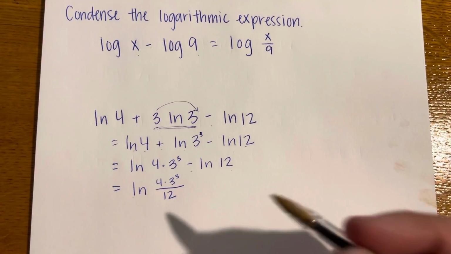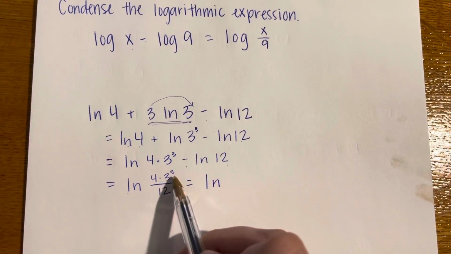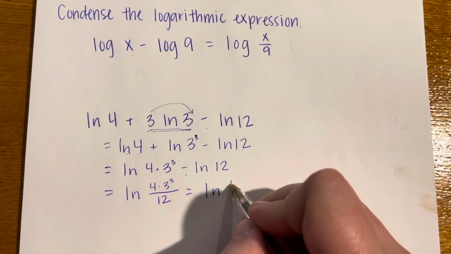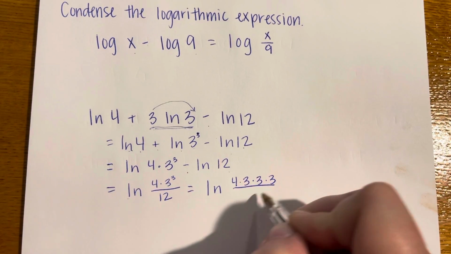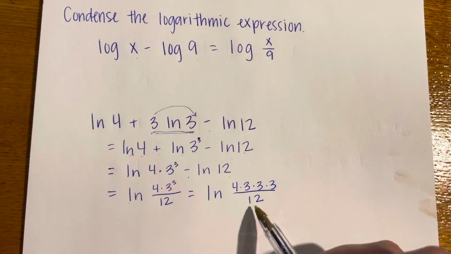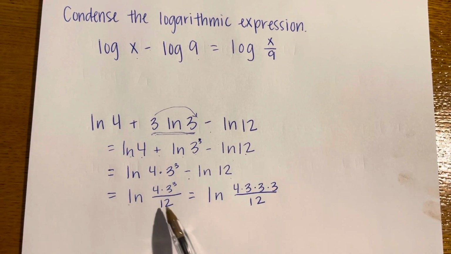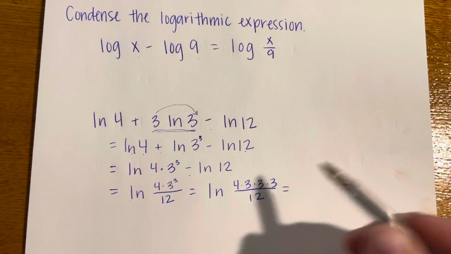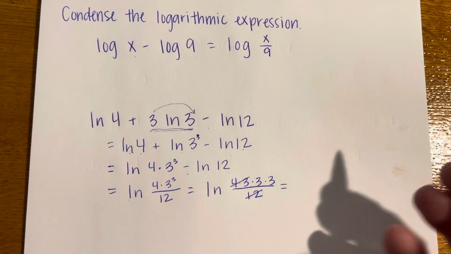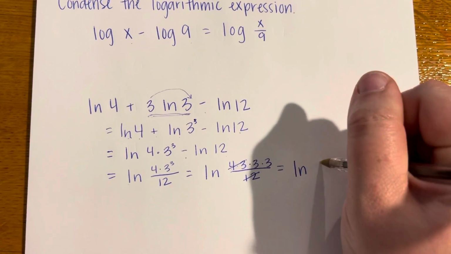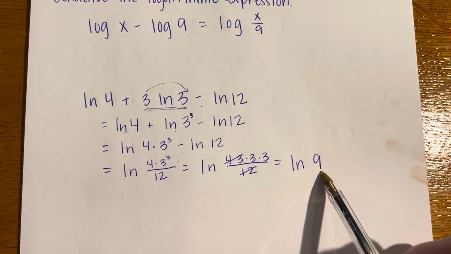This you can just put in the calculator, just this part, the fraction. I don't have a calculator handy, so I'm going to do the long way. This would be 4 times 3 cubed, that was 3 times 3 times 3 over 12. I know that 4 times 3 is 12, so those will cancel out, and then I just have 3 times 3, which is 9, so this reduces to the ln of 9. But like I said, if you put this part in the calculator, it'll reduce it to 9 for you.